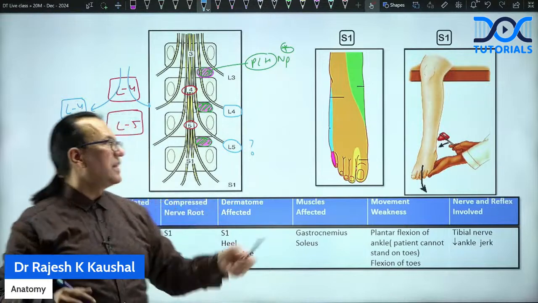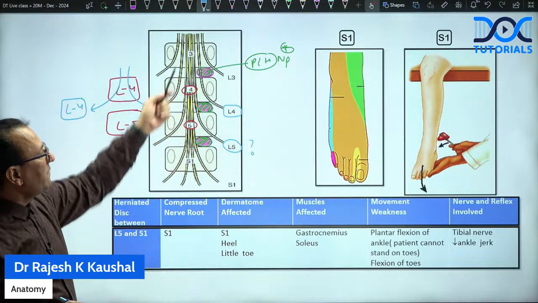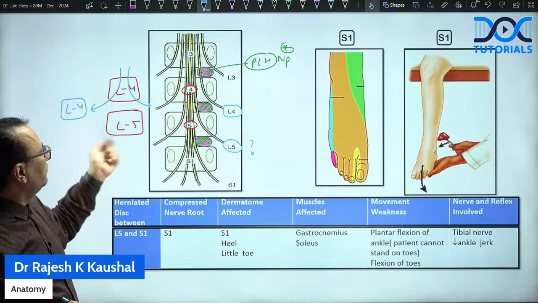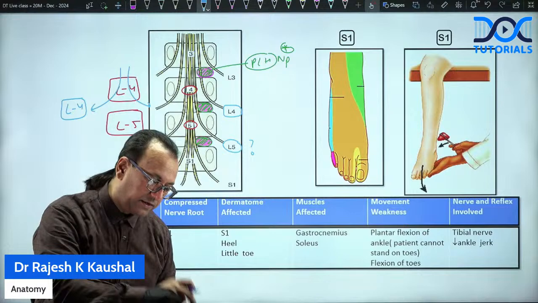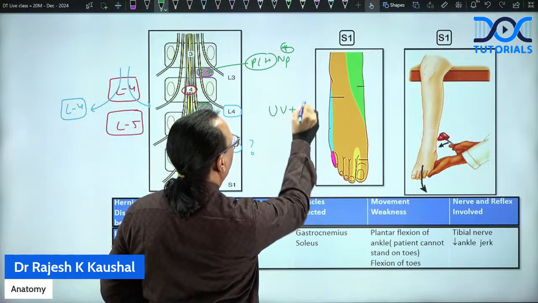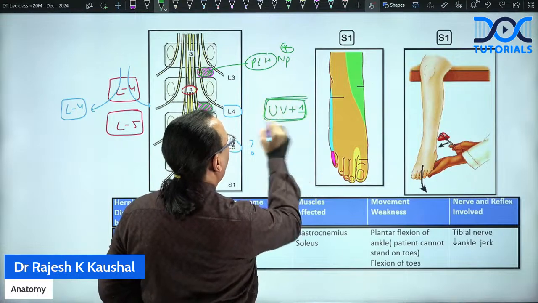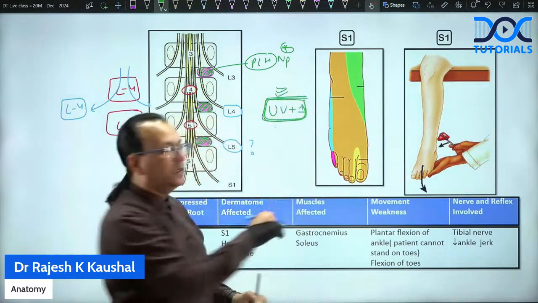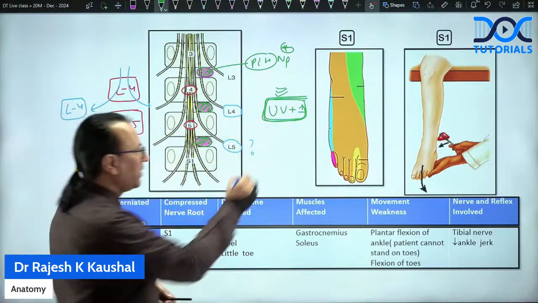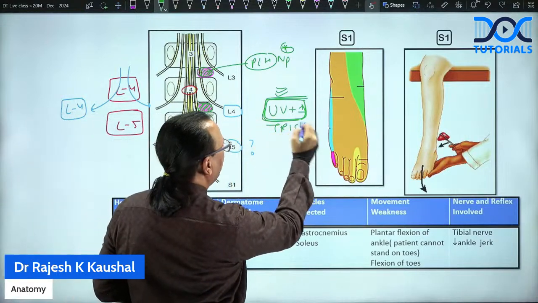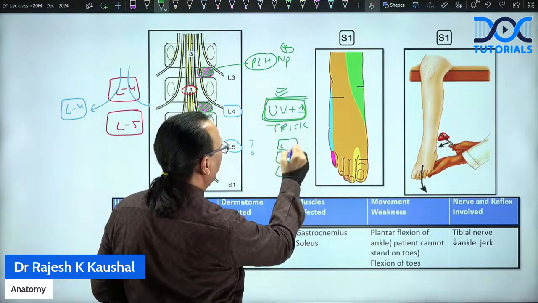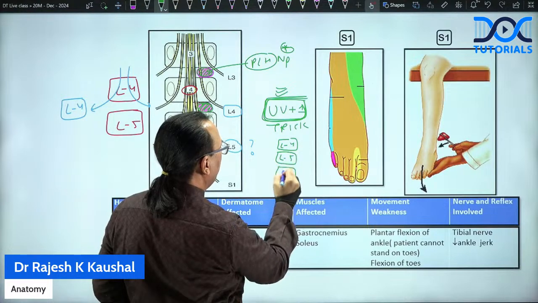But if it is compressing the next nerve, how can I remember, if a question comes, L4, L5 slip disc, which nerve is involved? So I have a trick there. Simply remember, whatever the upper vertebra is, add +1, that nerve is involved. What is this trick? If you do not understand this trick, simply say L4, L5, S1. L4 vertebra, L5 vertebra, S1 vertebra.